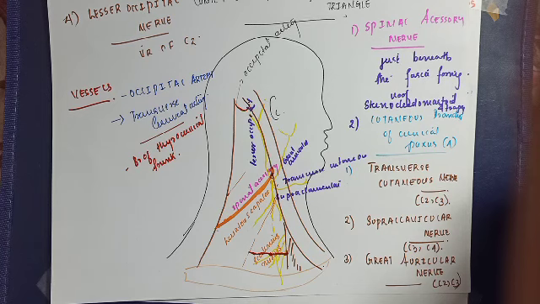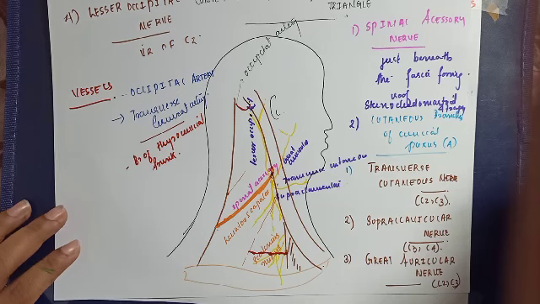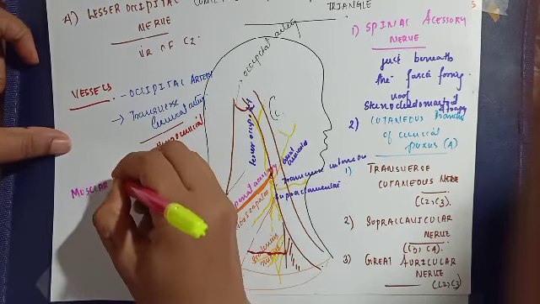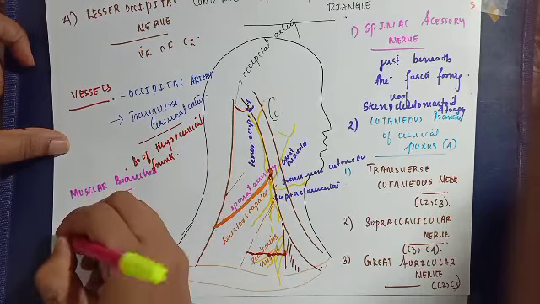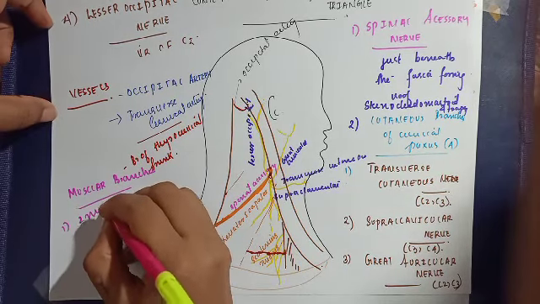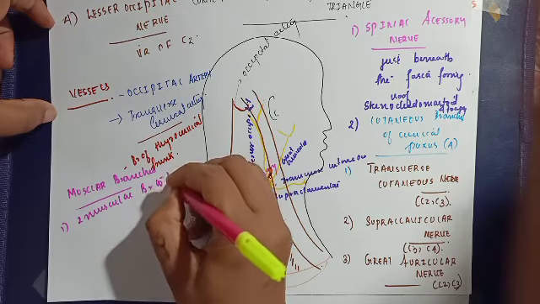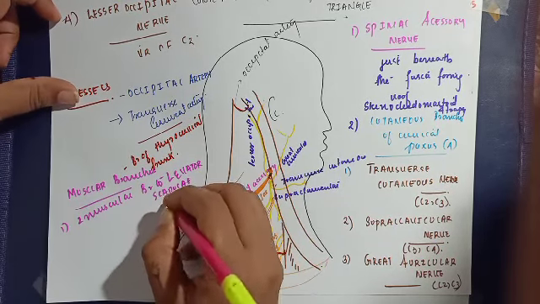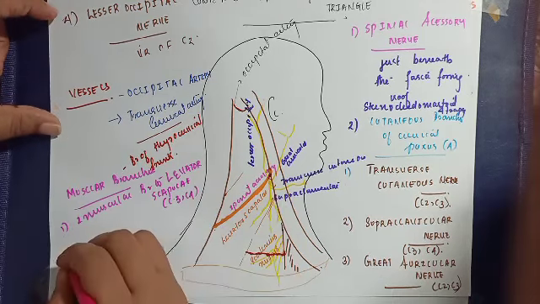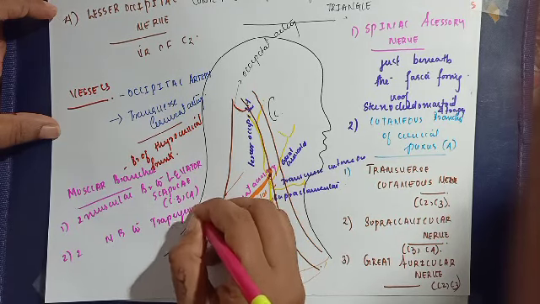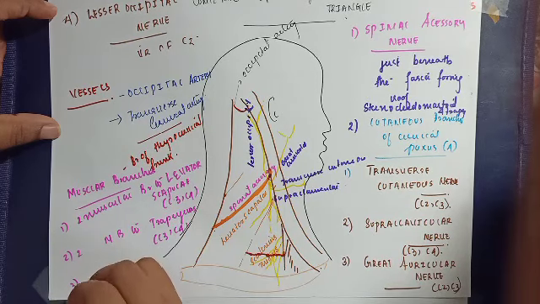Now which are the muscular branches, the muscular nerves which are forming the content? First there are two muscular branches to the levator scapulae muscle. What is the root value? That is C3, C4. And there are two muscular branches to the trapezius muscle. Again the root value is C3, C4. And there is the dorsal scapular nerve.